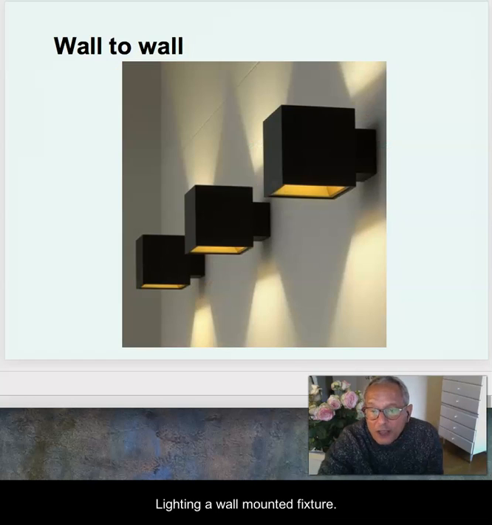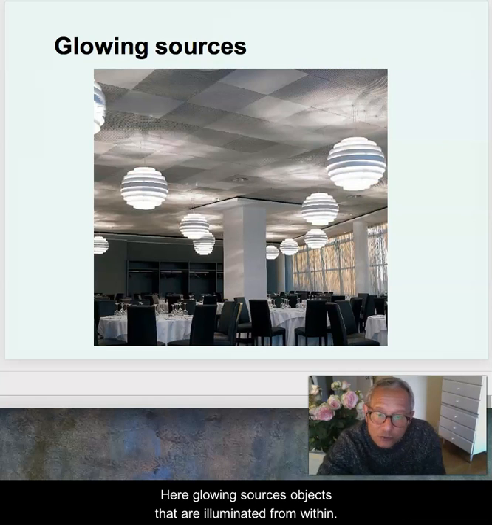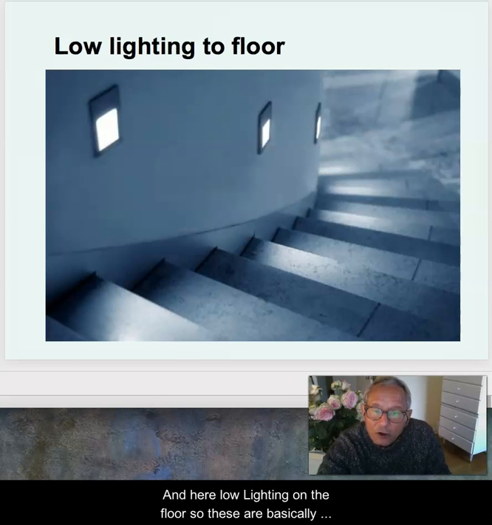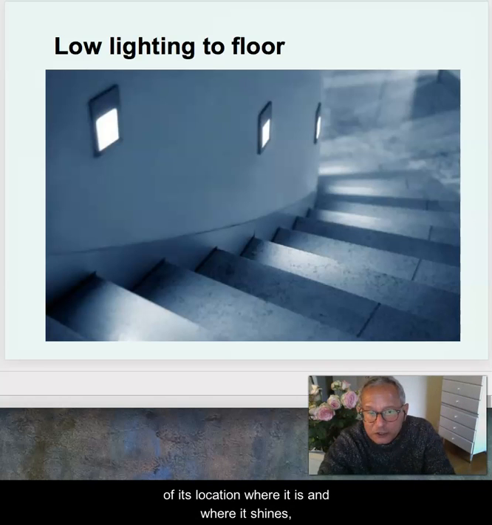Here, a wall-mounted fixture, a sconce, lighting the wall. Here, cove, the recess, lighting a surface. Here, glowing sources, objects that are illuminated from within. And here, low lighting on the floor. So these are basically the combinations of what you can do with lighting in terms of its location, where it is, and where it shines.